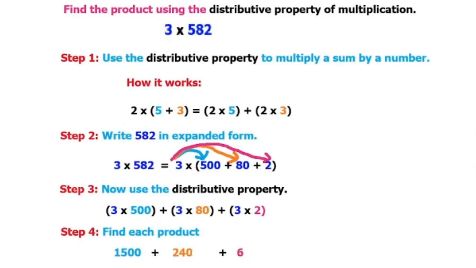Then you find each product. We know that 3 times 500 is 1,500. We know that 3 times 80 is 240, and we know 3 times 2 is 6. And don't worry, you can just use a calculator to calculate these numbers. You don't have to do it in your head. If you know how to do it, that's great. But that's all there is to it, and then you add up the numbers, and the answer is 1,746.